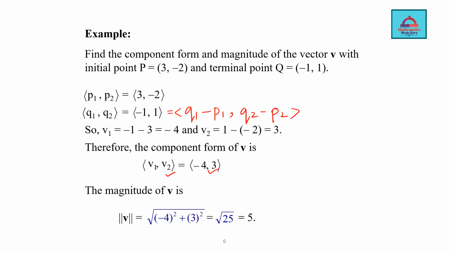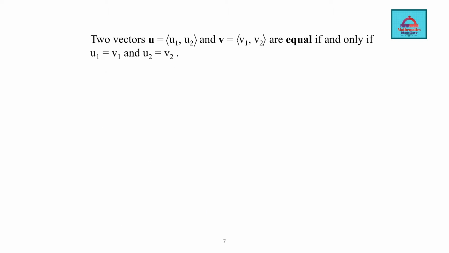Now for magnitude, we'll apply the Pythagorean theorem. So minus 4 square plus 3 square, which is 25, a perfect square. So 5 is the magnitude. Now two vectors are equal if and only if their components are equal. So the x component u1 is equal to v1, the y component u2 is equal to v2.